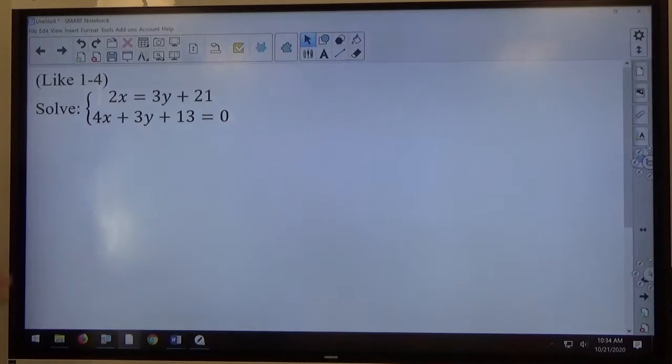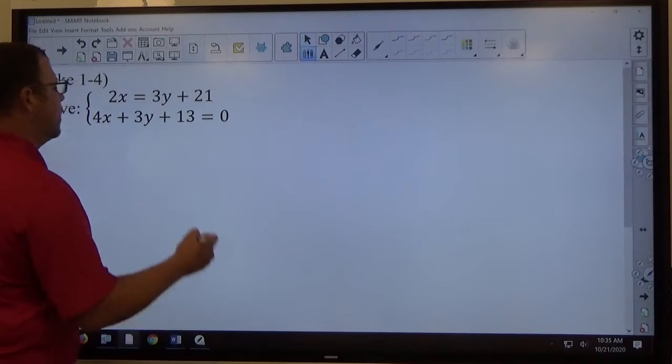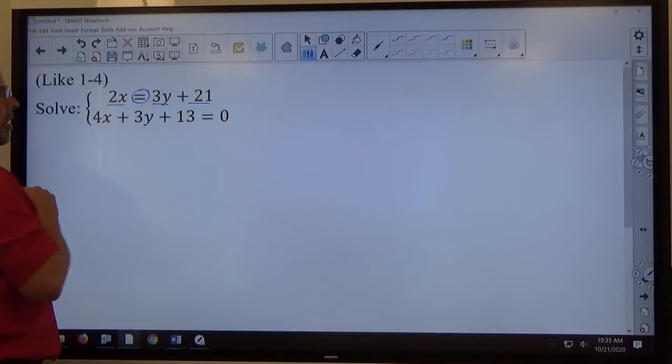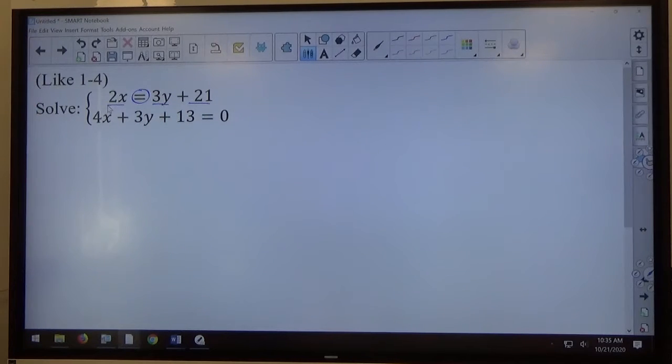So first thing, if you look at your procedure, the very first thing says make both equations x, y equals number order. Either they start off that way or they don't. If they do, fine. If they don't, fix it. So you can see here that this is x, this is y, this is number. The equal sign is not in the right position based on where x and y are. So I need x and y equal number order.